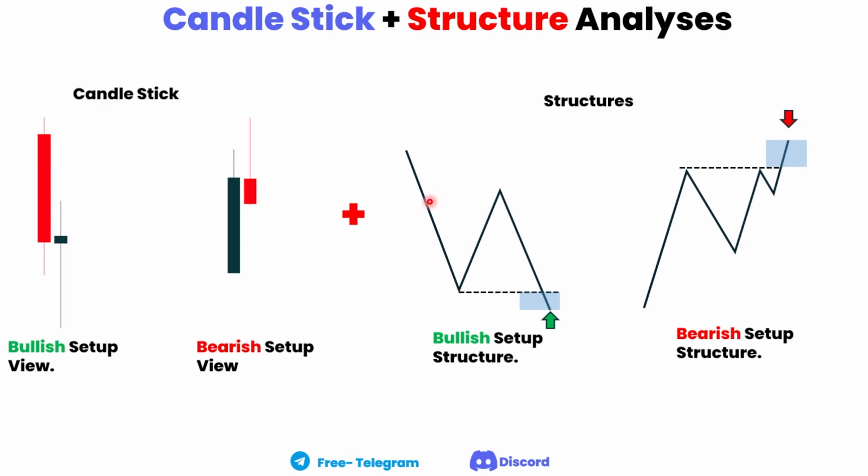The structure for a bullish setup will look something like this. The market has to break this low here, and it also has to print out this candlestick pattern like this one. On a bearish setup, when you are looking to sell, you will be looking for the market to break this high here, and then the market should also give you this candlestick pattern here. To understand this candlestick, let me demonstrate.